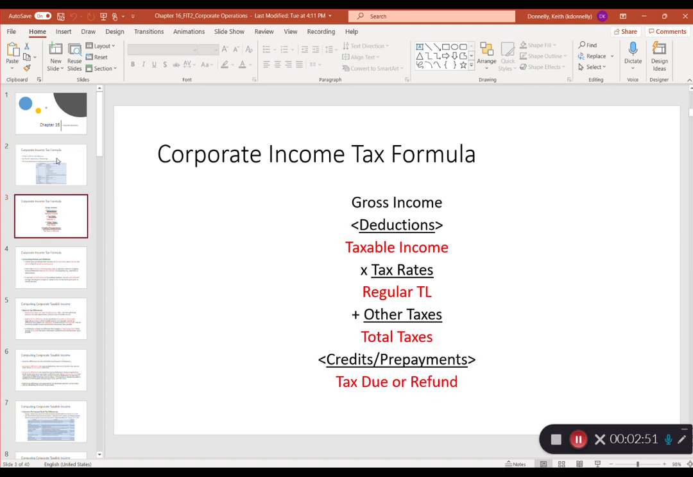Now, this is showing us the formula here for the 1120. It's basically your gross income minus your deductions, gives you your taxable income. You multiply that times your tax rate, which will give you a regular tax liability. Add any other taxes to it. So for example, maybe a corporate AMT tax, which will give you your total taxes, back out any credits or prepayments, and then you'll either have taxes due or you'll receive a refund.